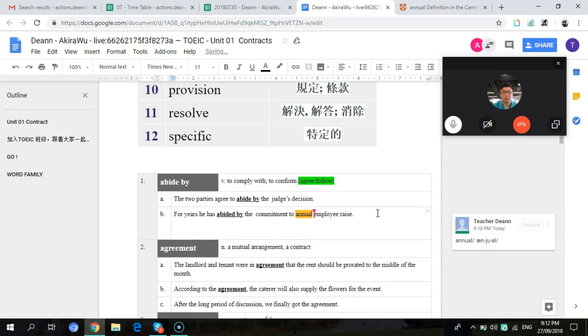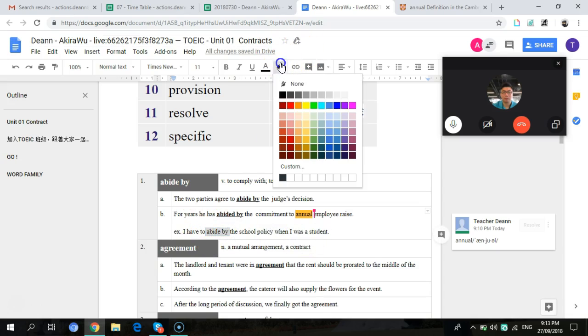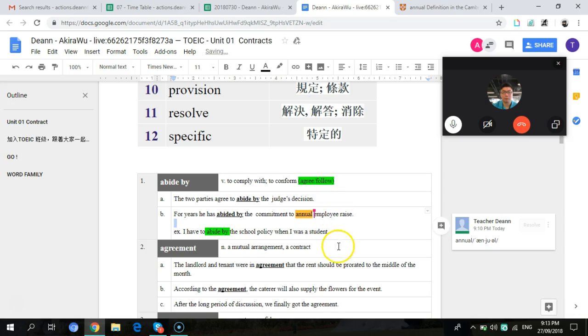I have to abide by the school policy when I am a student. School policy, when I was a student, right? Before. Very good. So I have to abide by the school policy when I was a student. So very good. So you have your word abide by there.